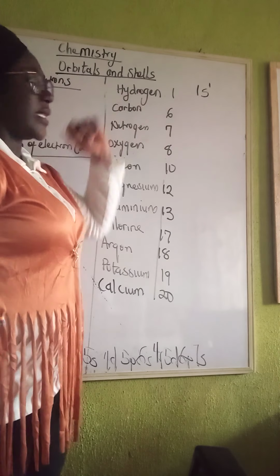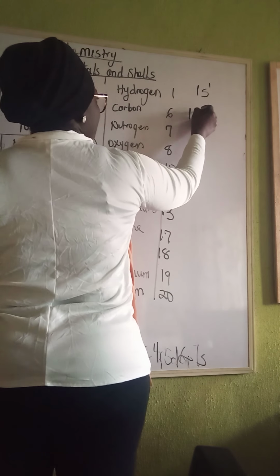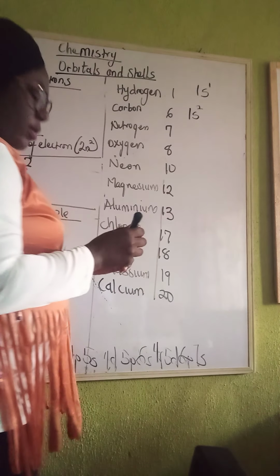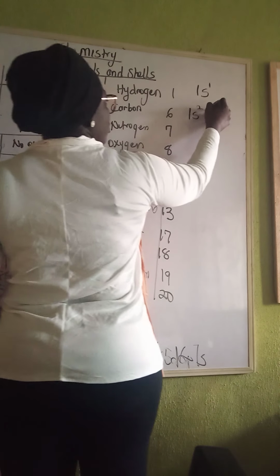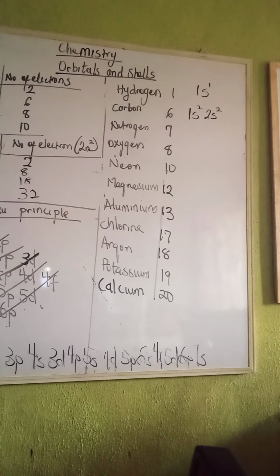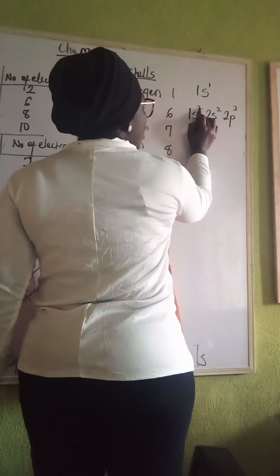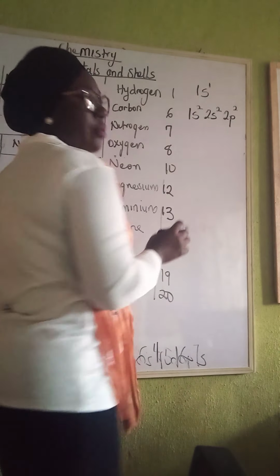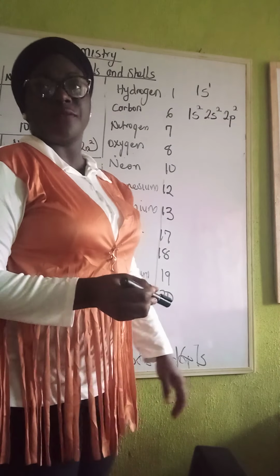Now this one is 6, which is carbon, let's start. The first shell, 1s2. Looking at the Aufbau principle, after 1s is completely filled, the next one is 2s. So 2s2. Once 2s is completely filled, the next one is 2p. So that will be 2p2. By the time you add up all these electrons, it should give you your atomic number. If it doesn't, then there is a mistake in your electronic configuration.